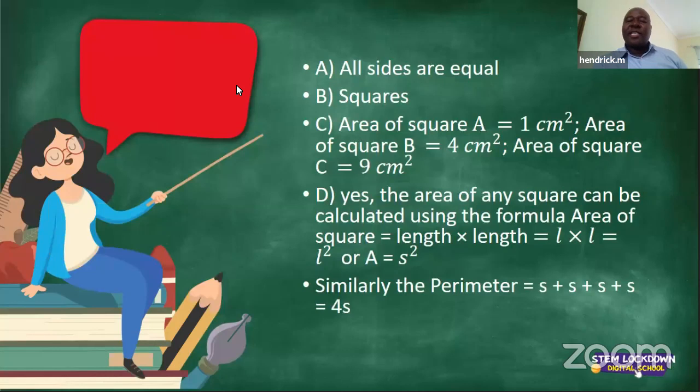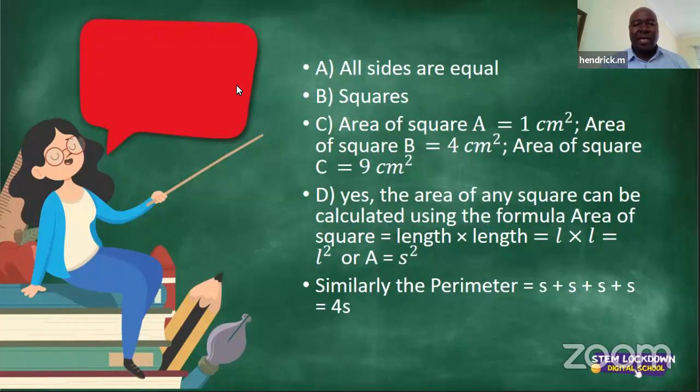And of course, in C, we have also calculated the area of the square A, the square B, and the square C. And of course, D. In D, you can see that the area of any square can be calculated by multiplying the length times length.